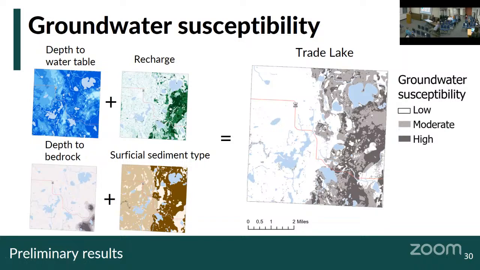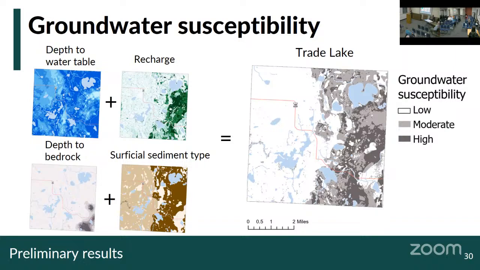And if you remember when we looked at the cross section, this kind of makes sense, because we had that clay-rich till in the west that's providing some protection of the aquifer. But in the east, it's more sandy. We have higher recharge rates, and we have a pretty shallow depth to water table over there. We also have the bedrock near the surface in the southeast corner.